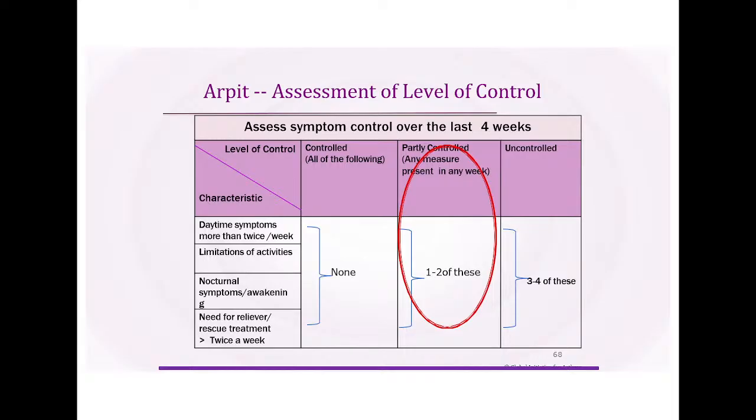If 1 or 2 symptoms out of these 4 are there, then it is partly controlled. And if 3 or 4 of these symptoms are there, then it is uncontrolled. Uncontrolled definitely we have to step up, partly controlled also we need to step up. So that depends कि हमें management को कितना escalate करना है.